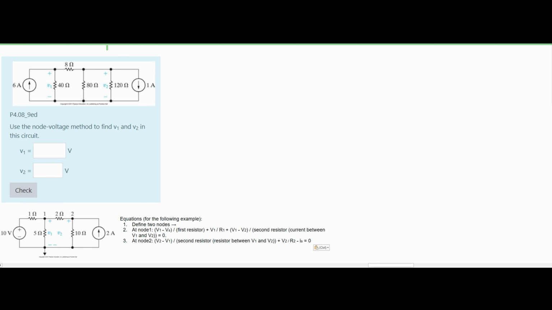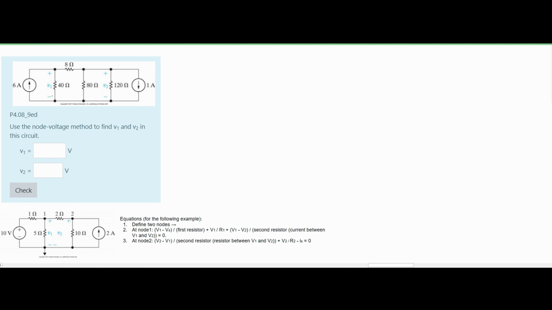In this problem, we are given the following circuit diagram, and then we are asked to use the node voltage method to find V1 and V2 in this circuit. Below, I have placed an example as well as the equations to solve this example, and we're going to be using this as kind of a base to do this big problem right here.